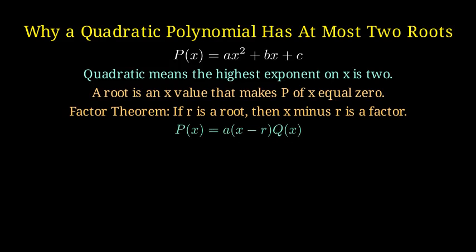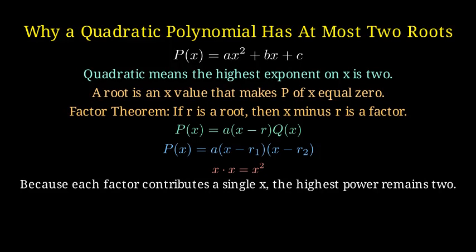Now suppose the quadratic has two distinct roots, r1 and r2. Then p of x becomes a times x minus r1 times x minus r2. Each of those linear factors carries 1x, so the highest power we can get from multiplying them is x squared.